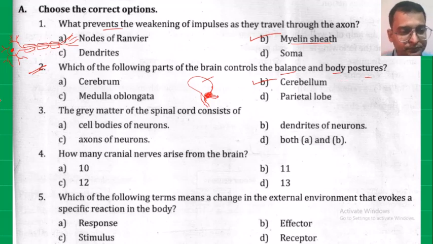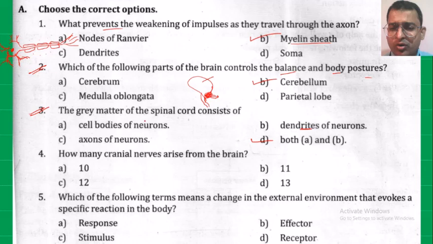Next, the gray matter of the spinal cord consists of cell bodies of the neurons, dendrites of the neurons, axons of the neurons, both A and B. The answer is both A and B. The dendrites of the neurons are nothing but the membrane extensions of the cell body. They are not anything different. They are the extensions of the cell membrane of the cell body.